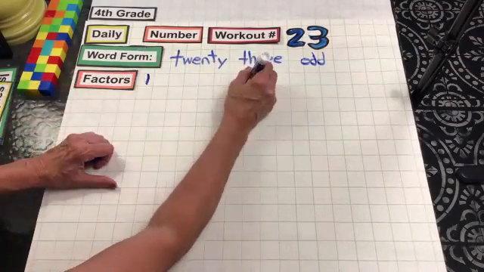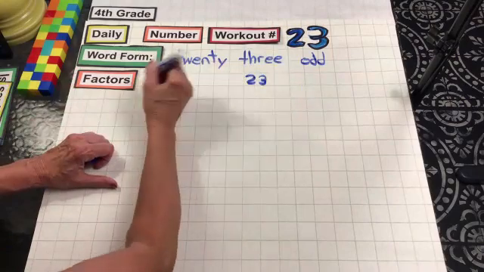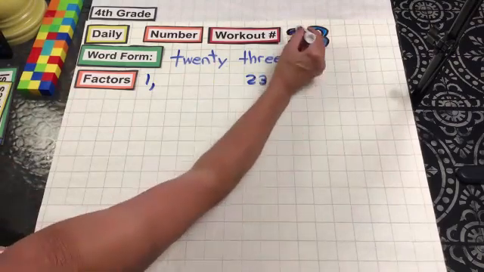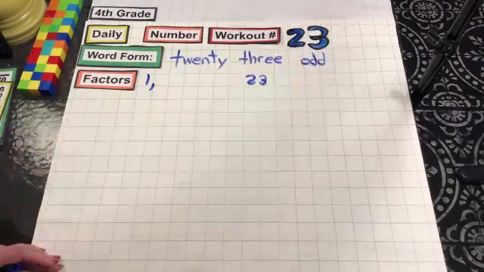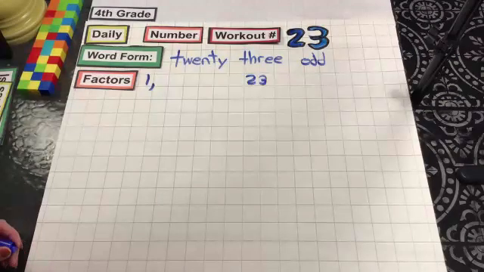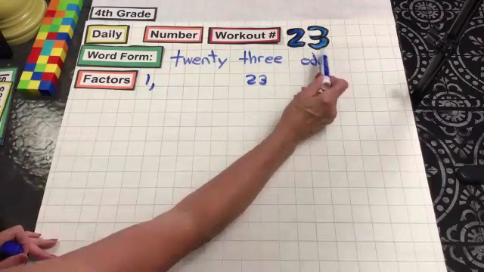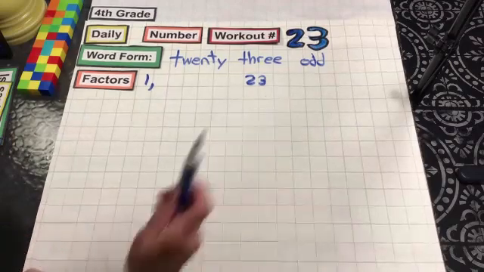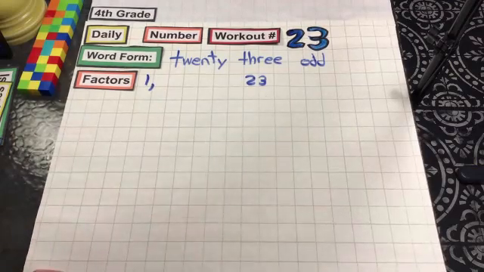1 times 23. 2 doesn't go in because it's odd. 3 doesn't go in because 3 goes into 21 and then 24. 4 doesn't go in because it's odd. 5 doesn't go in because it doesn't end with a 0 or a 5. 6 doesn't go in because 6 goes into 24. 7 doesn't go in because it goes into 21, then 28.